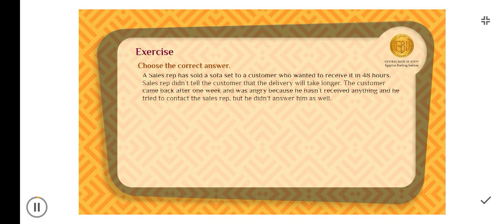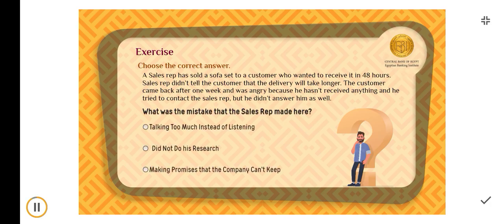A sales rep has sold a sofa set to a customer who wanted to receive it in 48 hours. The sales rep didn't tell the customer that the delivery will take longer. The customer came back after 1 week and was angry because he hadn't received anything, and he tried to contact the sales rep, but he didn't answer him as well. What was the mistake that the sales rep did here?